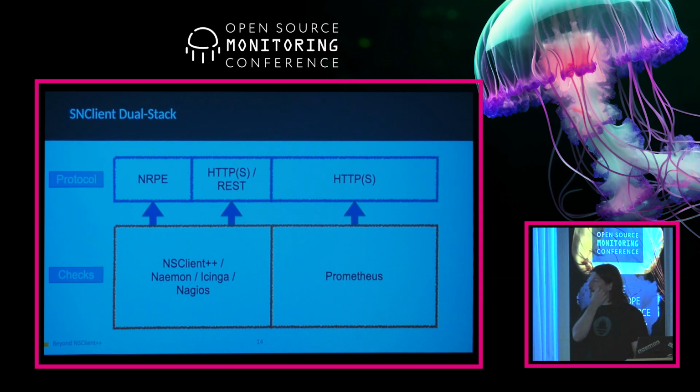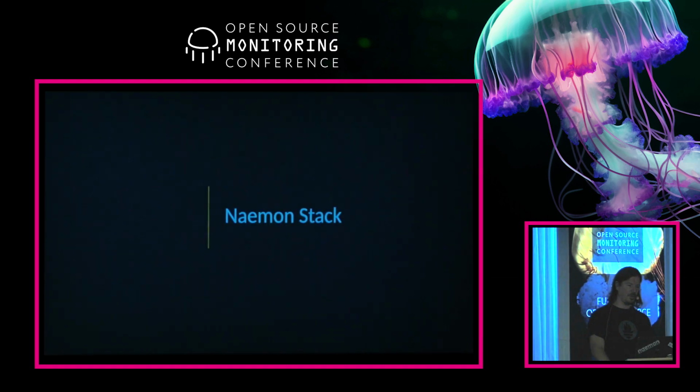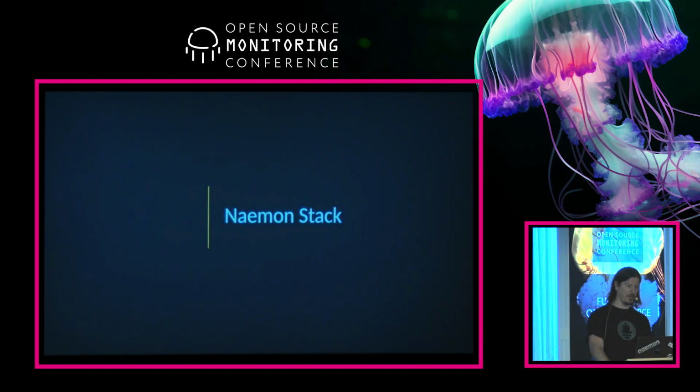So how does it look? Basically, on the left side we have the old NSClient things. They are reachable with NRPE and the REST API. We removed check_nt, or rather we didn't implement it. And the Prometheus stuff is only available with HTTPS. So let's first have a look at the Naemon stack.